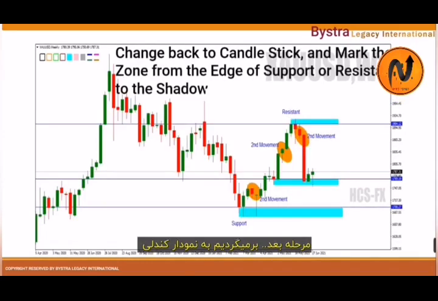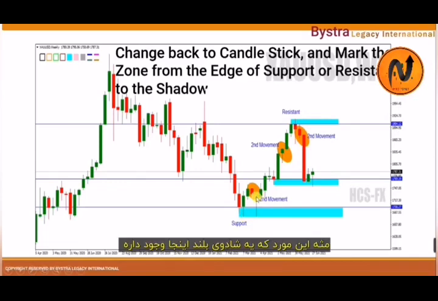Next, we change back to the candlestick chart. Mark the edge of the support from here all the way down to the shadow. So we mark from here to here. The resistance as well. Mark from the edge of the resistance all the way up to the shadow. So this is our zone. From the edge of support, from the edge of resistance, mark all the way to the shadow or the wick. Same goes with this one. Mark all the way to the shadow or the wick.